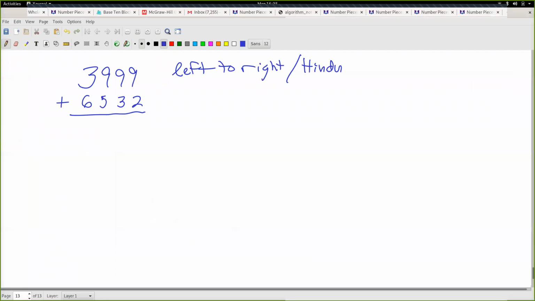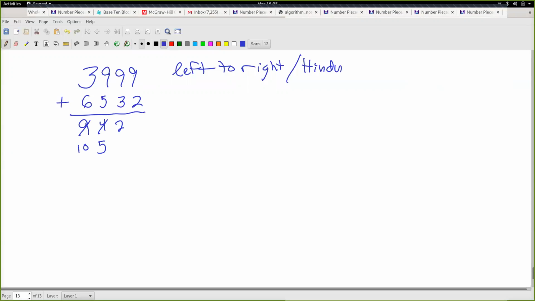So 3 and 6 is going to give me 9. So I put that there. And then 9 and 5 is 14. So I put the 4 there and I carry that 1 over to give me a 10 there. And then 9 and 3 is equal to 12. So I put the 2 there, carry the 1 over there for a 5. So these scratches here are going to turn into underscores in the program.